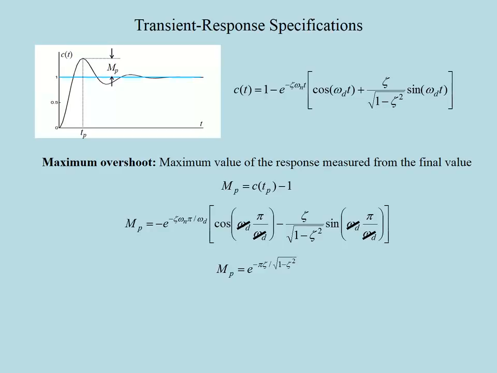You can express it also as a percentage. Note that the maximum overshoot depends only on zeta. That is, the larger the damping ratio, the smaller will be the maximum overshoot.